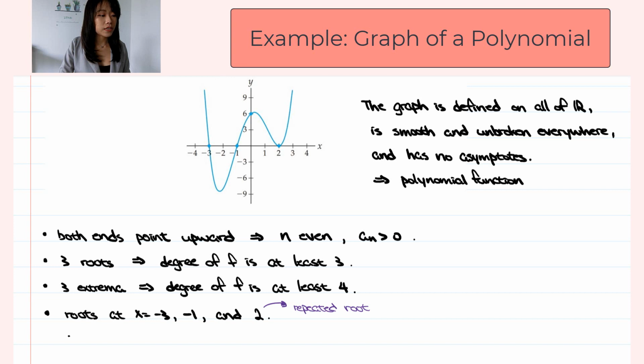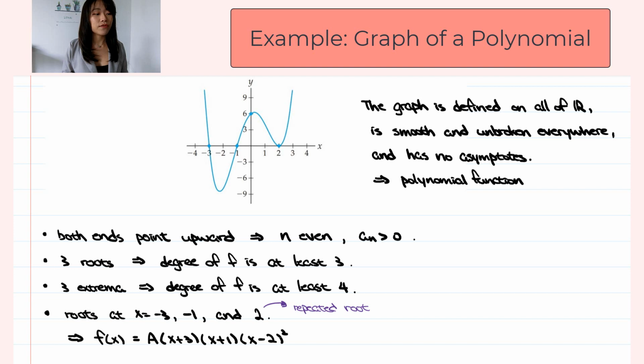Then from this information, I can set up a model for this polynomial function. f of x will be in this form. Some coefficient in front, a, times the first linear factor corresponding to the root at x equals -3, so x plus 3. Then the next root is at x equals -1, so its linear factor is x plus 1. Then we have a repeated root at x equals 2, so I'm going to square this linear factor, that is x minus 2, squared.